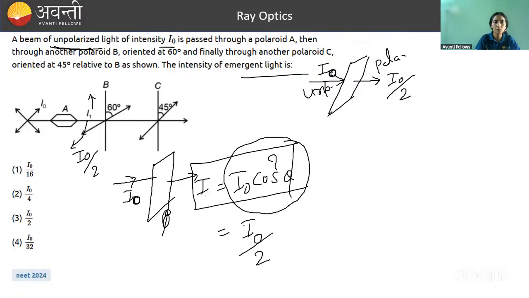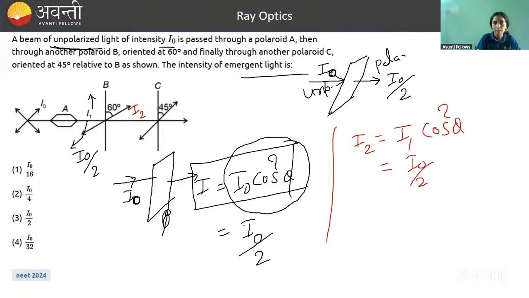So now we will use Malus' law for the second Polaroid B. Let's say the intensity of light coming out through B is I2. Then I2 can be written as I1 cos square theta. I1 is how much? I naught by 2. Theta is how much? 60 degrees. So cos square 60 will give you I naught by 2 into 1 by 4. So this is I naught by 8.